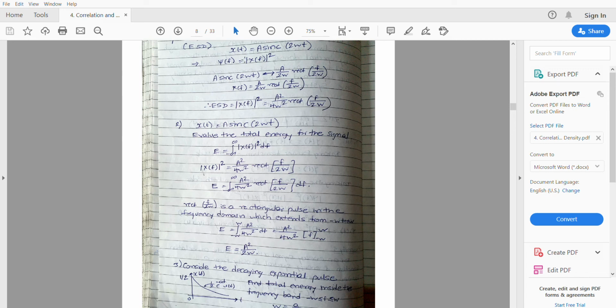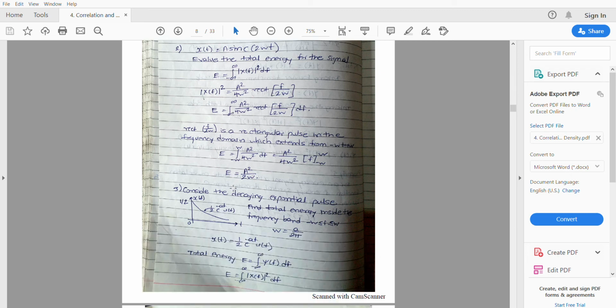So dear students, once again I'll repeat, for this entire numeric we first find the energy spectral density, that is psi of f. The formula is |X(f)| squared. Whatever x of t, the time domain signal, is given to you, the first step is to convert x of t into X of f, that is, take the Fourier transform of the time domain signal, and square its magnitude, which is nothing but the ESD. Second, what is asked is to evaluate the total energy of the signal. To find the total energy, take the integration of |X(f)| squared, which is nothing but your ESD, with respect to df.